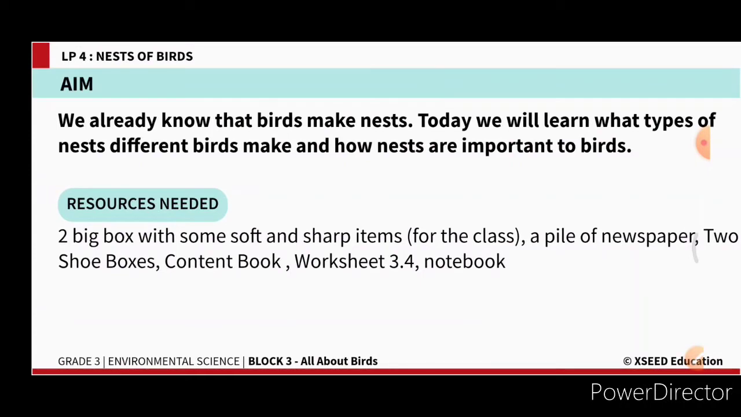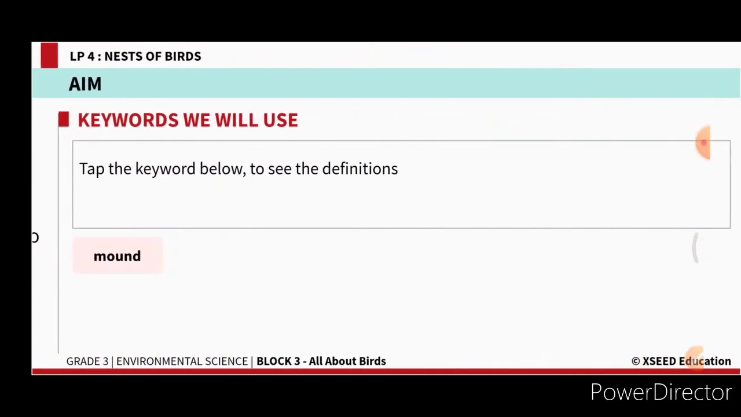We already know that the birds make nests. Yes, all of us know, no? Birds make nests. Today we will learn what types of nests different birds make and how nests are important to birds. Okay, today we are going to learn what are the different types of nests that the birds make and how these nests are important for the birds, right?